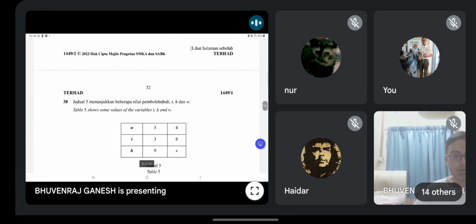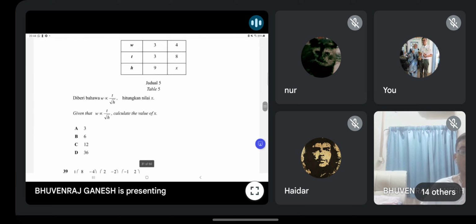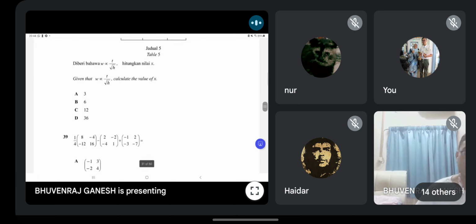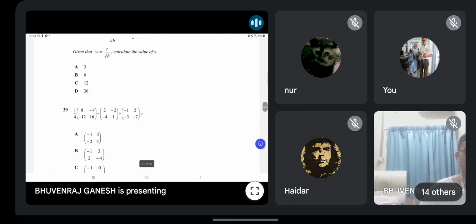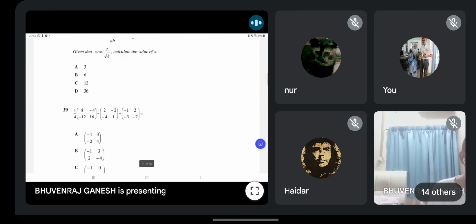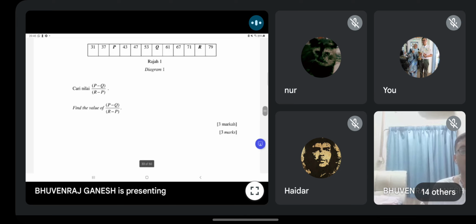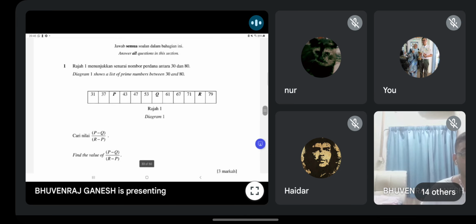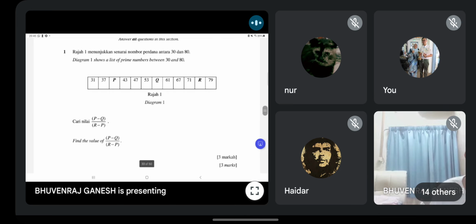Anyone? If no more, kita pergi kertas 2. Okay, Nana. So I close the file. Okay, so we go paper. I must use the same file, sorry. Okay, paper 2 now. Okay, number 1. Hopefully, we can go through all lah.